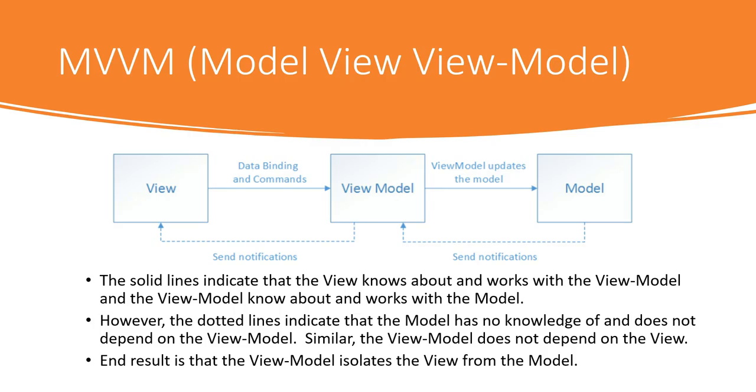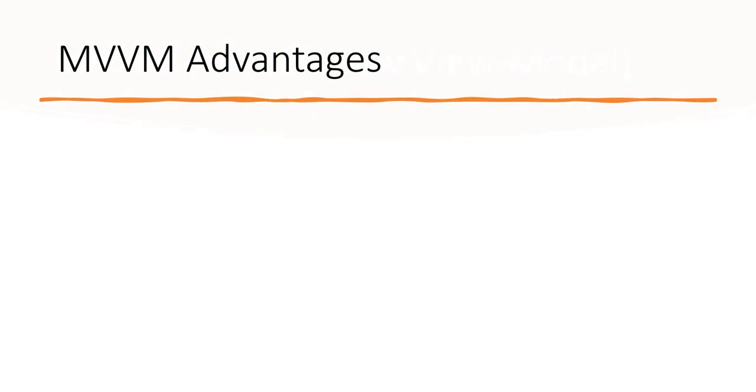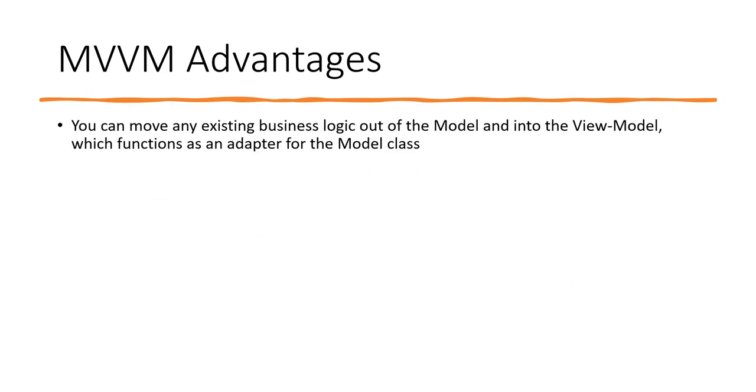The end result, as I say here, is that the view model isolates the view, the user interface, from the data domain, the model itself. And that is an ideal arrangement for development. Why is it ideal? Well, here are some of the advantages of MVVM.